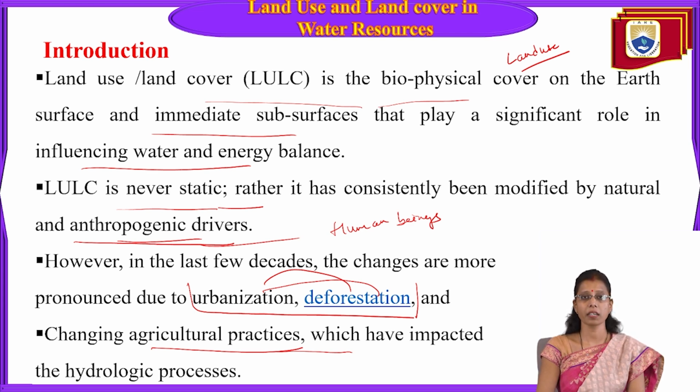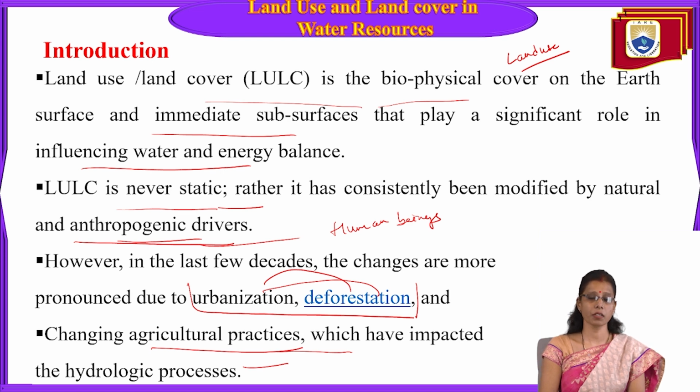So all these practices will change due to deforestation activities and urbanization activities. So how is urbanization directly linked with the water resource? Land use will change, land cover will change, activities will change, and this directly affects the agricultural practices, which impacts the hydrologic process. The hydrologic process impacts the water cycle too.